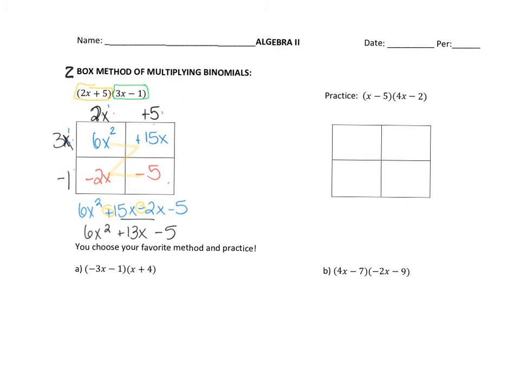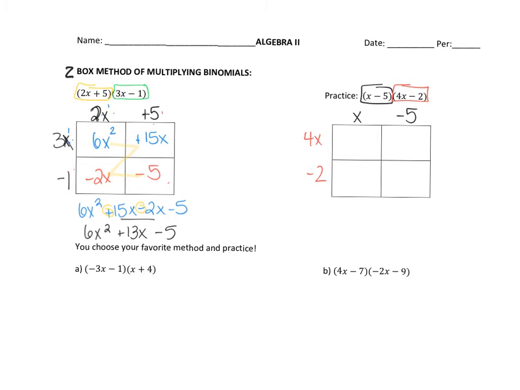We're going to do one more on the other side, okay? So the first binomial always goes on the top, okay? Always. So I'm going to write x minus 5. This always goes on top. The second one always goes on the side, okay? 4x minus 2. Notice again, I kept my signs with my numbers, okay? That keeping those negatives, that's super important, okay?